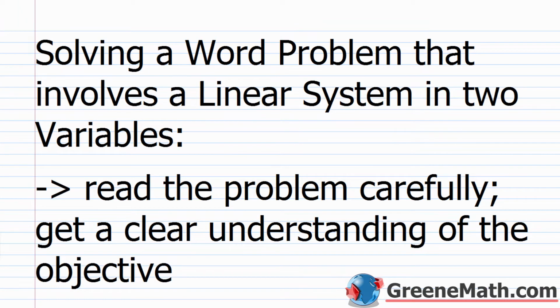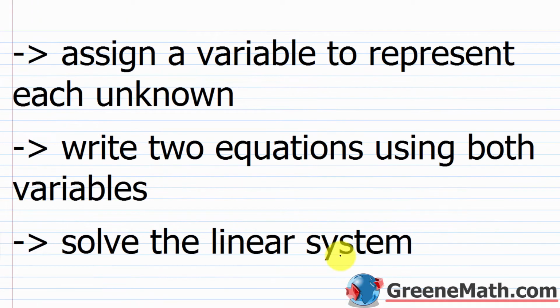All right, so let's quickly cover this procedure, and it's just a modified version of the original one I gave you. So solving a word problem that involves a linear system in two variables. Obviously the first thing you want to do is read the problem carefully, get a clear understanding of the objective. Then we want to assign a variable to represent each unknown. And because we're working with linear systems in two variables, we're going to write two equations using both variables.